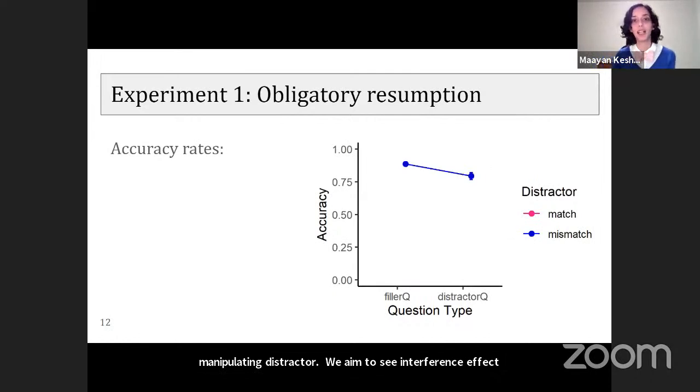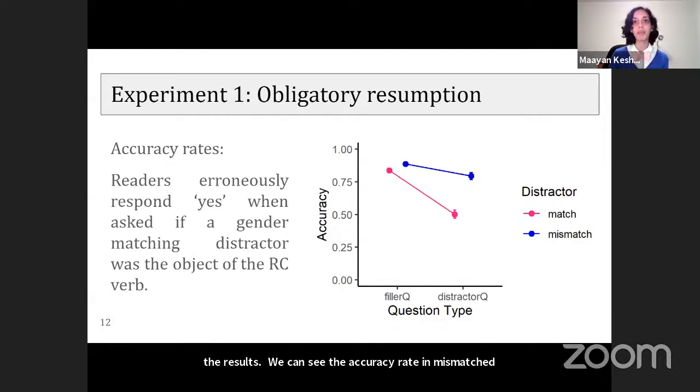Here we can see the accuracy rate in the mismatch condition. So you can see that accuracy is relatively high for both types of questions. But in match conditions, accuracy drops significantly for distractor questions. And this results in main effects of distractor and question type, as well as a significant interaction. So readers mistake the distractor to be the object of the relative clause, that is, the antecedent of the resumptive pronoun, when the distractor's gender is the same as the filler and the pronouns.